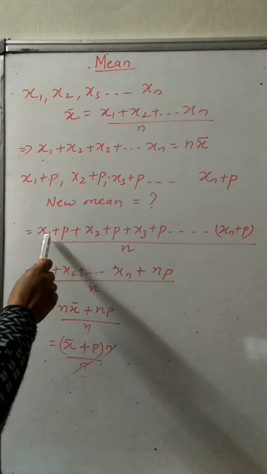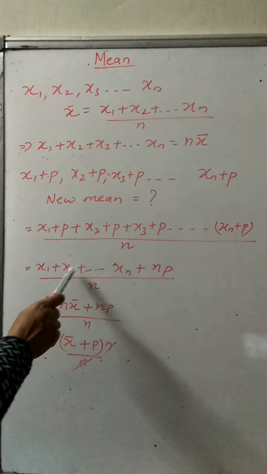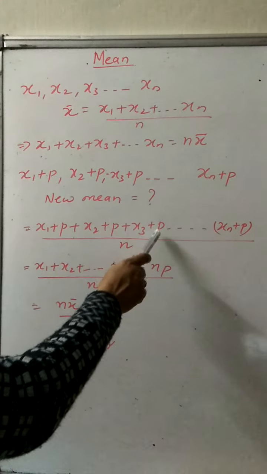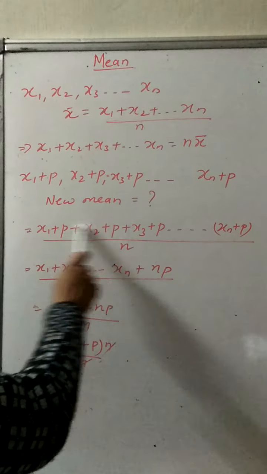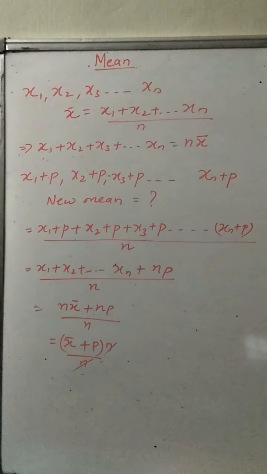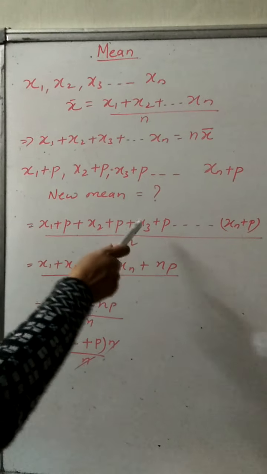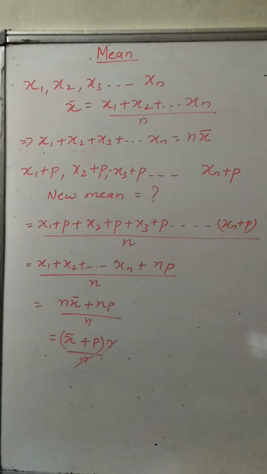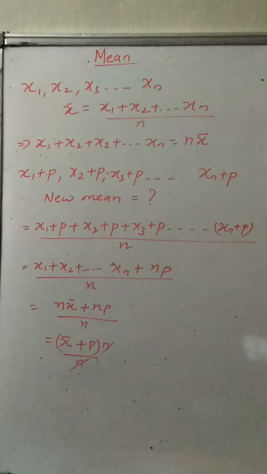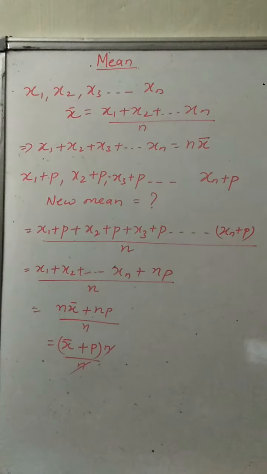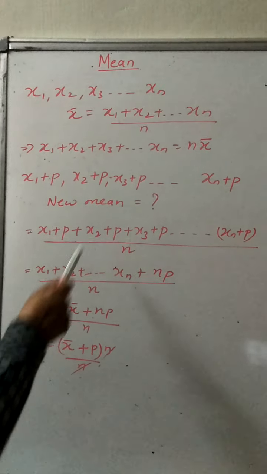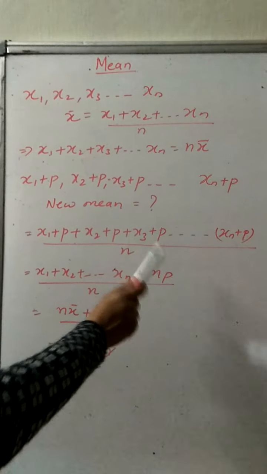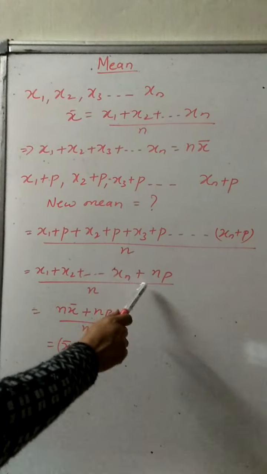Now let us separate x1 plus x2 up to xn, plus p plus p plus p up to n terms, because the number of observations is n. So n times we have to add p. So it is n into p. Suppose we have to add 2 ten times. So what will we do? 2 into 10. Suppose we have to add 5 five times. So 5 into 5. Similarly, we have to add p n times. So it is n into p. So here is the equation.